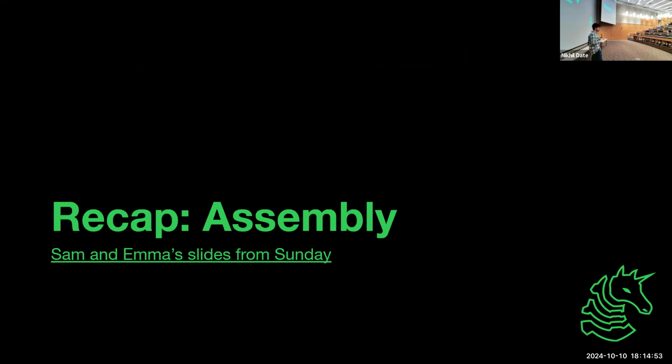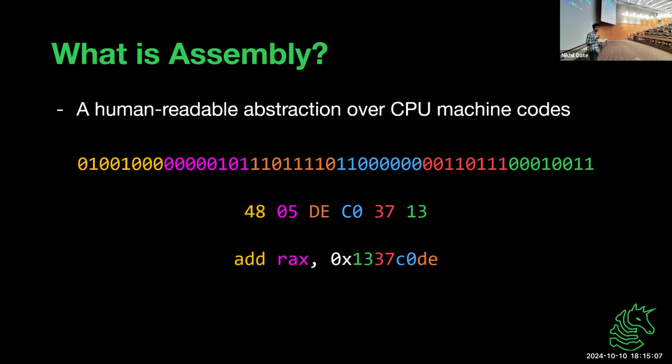Since we are going to do x86 reverse engineering, we are going to stare at a lot of assembly. So just some review on assembly from Sam and Emma's really wonderful slides from Sunday. What is assembly? Assembly is essentially a human readable version of machine code. CPUs operate on ones and zeros, and assembly uses mnemonics and human readable names for registers and things like that to give you a more easily understandable version of what the computer is executing.